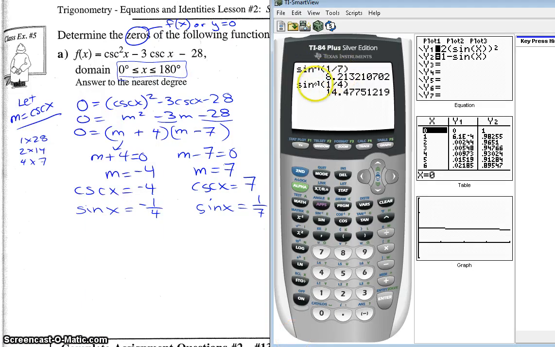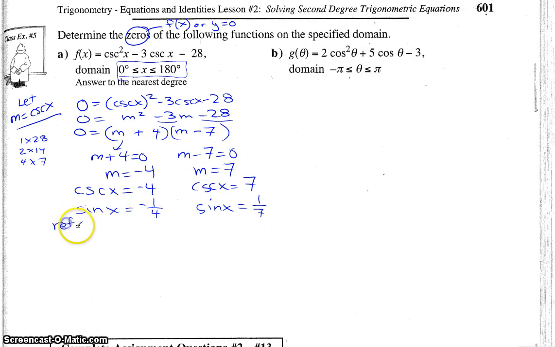First, inverse sine of 1/7, that would be how you get the reference angle here, 8 degrees. Inverse sine of 1/4. And we just skip the negative because we're trying to find the reference angle, and you get 14 degrees. So let's write that down. So the reference angle here would equal 14 degrees, and the reference angle here would equal 8 degrees. Okay, so let's draw each of these.